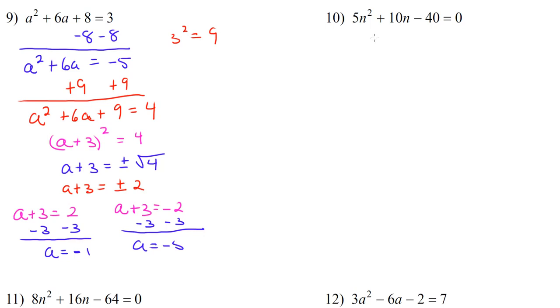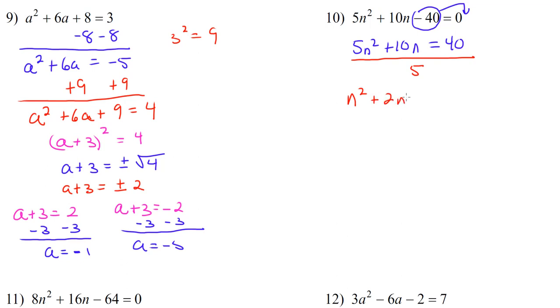All right, so looking here at example number 10, we see 5n squared plus 10n minus 40 equals 0. We can take this negative 40, move it over to the other side. This gives me 5n squared plus 10n equals 40. And if I look carefully at this equation, I notice everything can be divided by 5. So I'm going to just take this entire equation and simplify it by dividing it by 5. So this gives me n squared plus 2n equals 8.